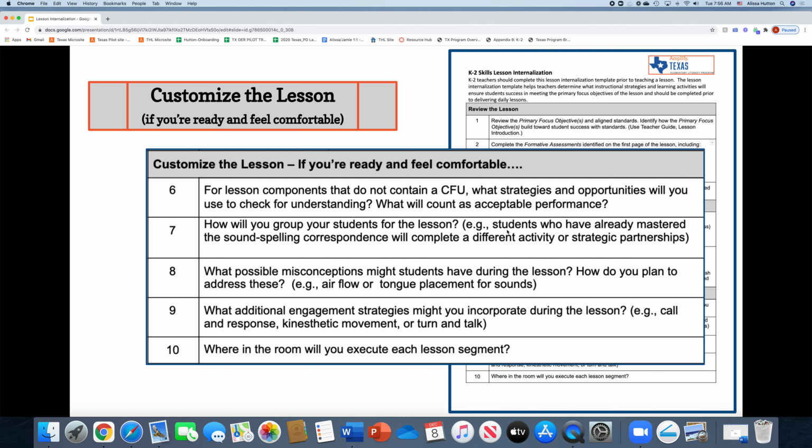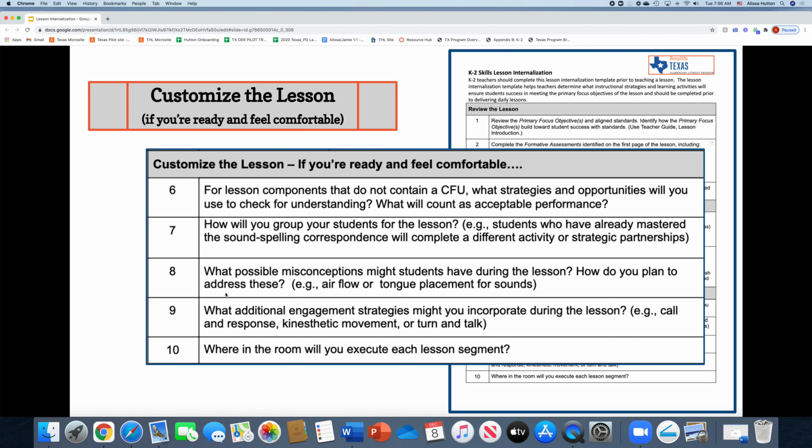I'm going to look at what possible misconceptions students might have during the lesson. As I get more and more comfortable teaching the lessons, I'll notice, as you remember when we did the unit internalization, where those tips and explanations in that introduction are for the tricky portions you'll be teaching. I'll get to a point where I realize, oh, I remember that in this lesson students really struggled with this piece, so I want to make sure I'm addressing that in the lesson today.